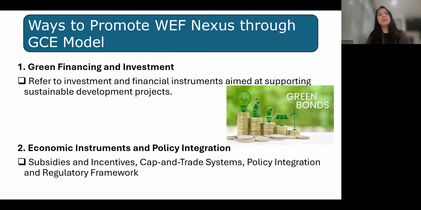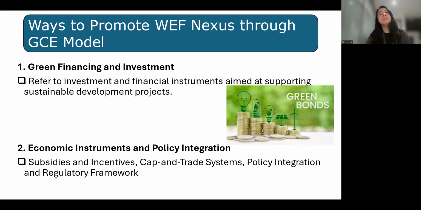There are several ways to promote the WEF Nexus integrated into the CGE model, such as green financing and investment, where we can advocate for companies to issue green bonds. A green bond is a bond issued to finance projects that have positive environmental and climate benefits, such as renewable energy installation, water conservation projects, and sustainable agricultural practices.